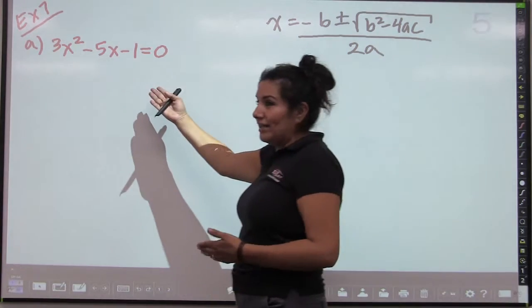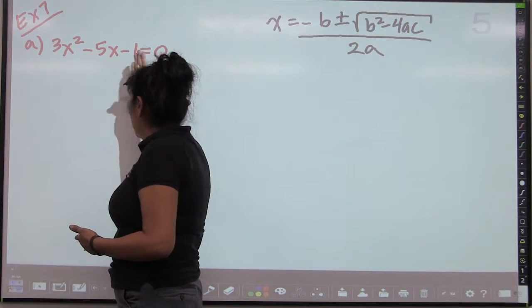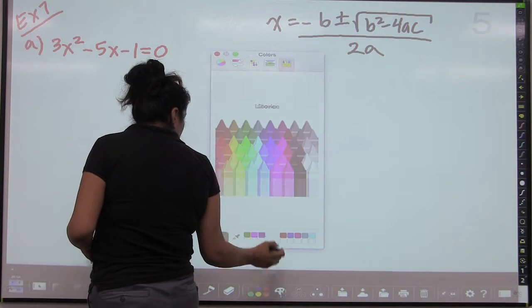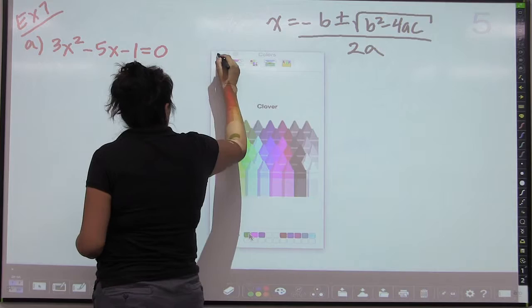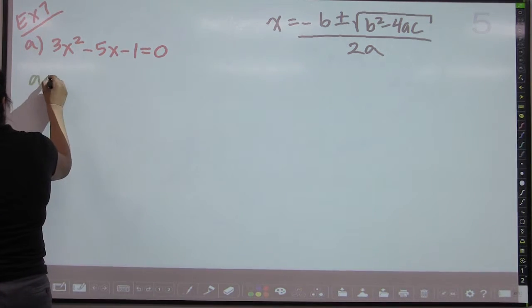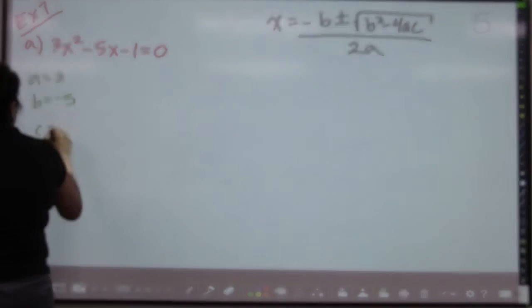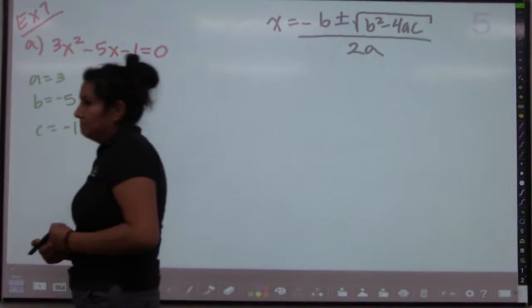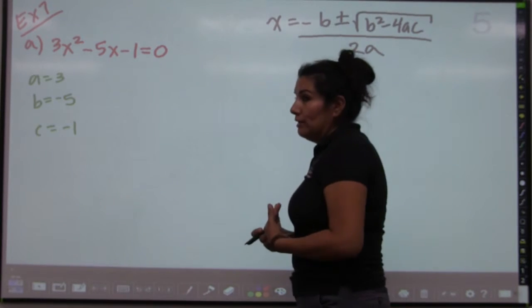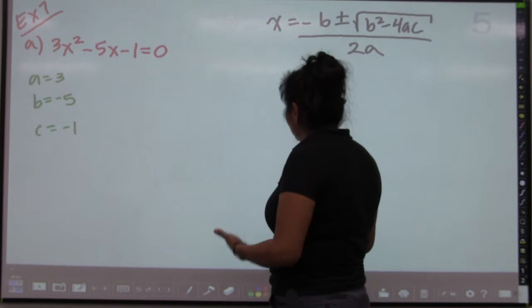This is a quadratic in standard form, so we have A, B, and C. So what we're going to do first is go ahead and identify that A is 3, B is negative 5, and C is negative 1. And then literally plug it in.